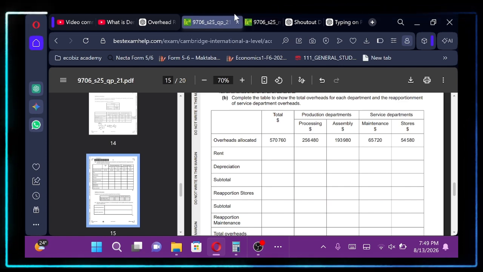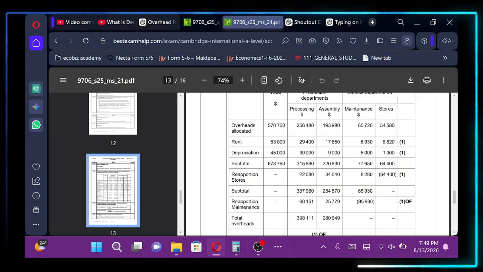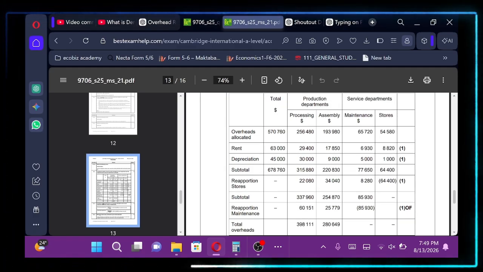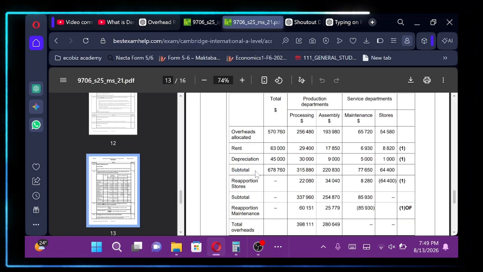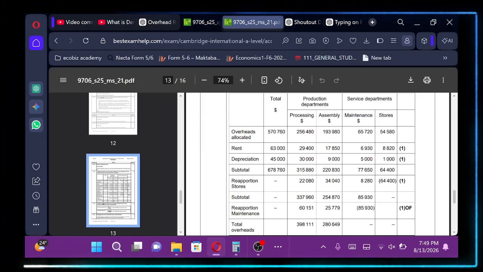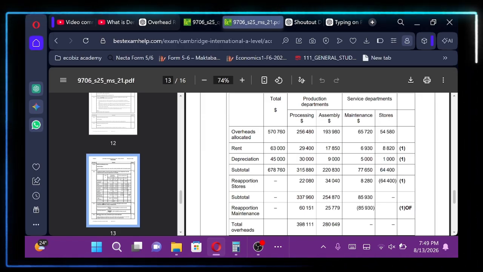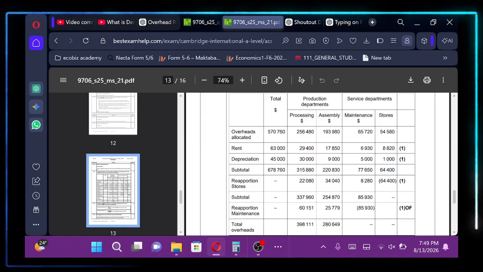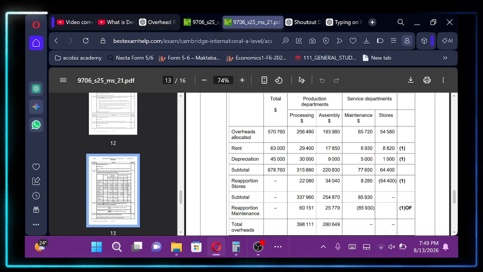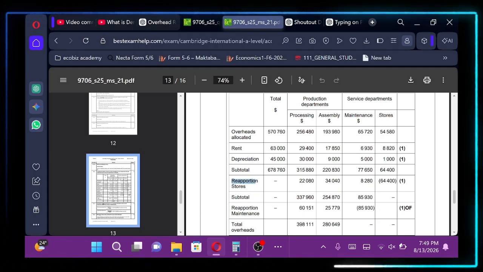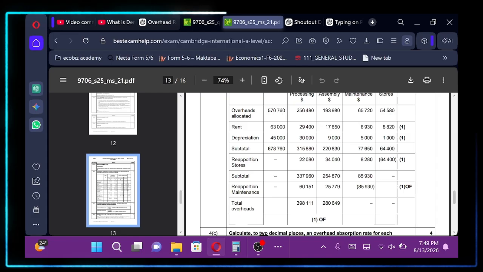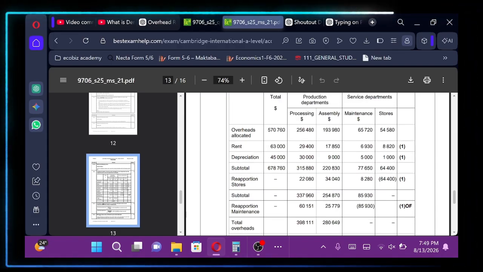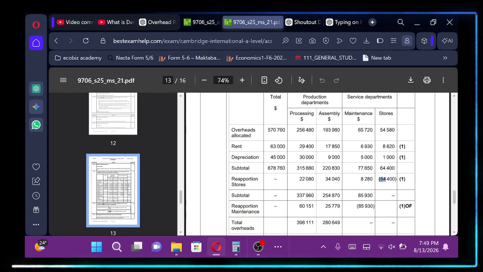And now remember, for stores, the amount for subtotal was 64,400. But since we have no other additional information on stores, we're just going to put that amount below it, just to show that the whole amount of the store subtotal is going out like that. And there's no total. So we're going to put the total on the right hand side.